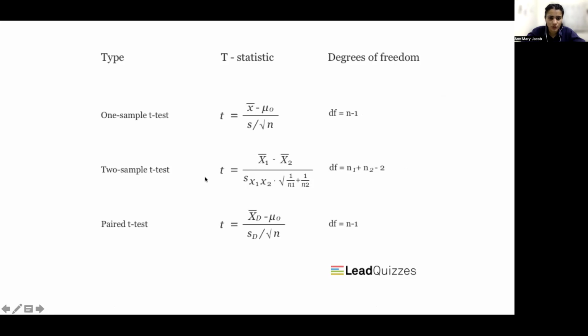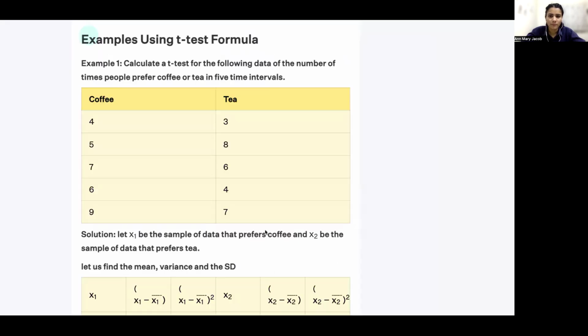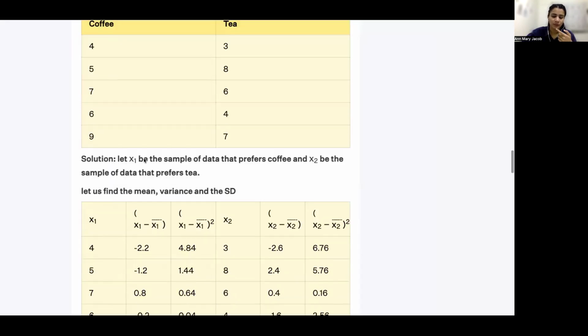Just a moment, I'll share another screen. Yes, so here we have it. This is from a website called qmath.com. I just wanted to give you an example. Here's the example: calculate a t-test for the following data of the number of times people prefer coffee or tea in 5-time intervals. So you've got certain data for coffee and certain data for tea.